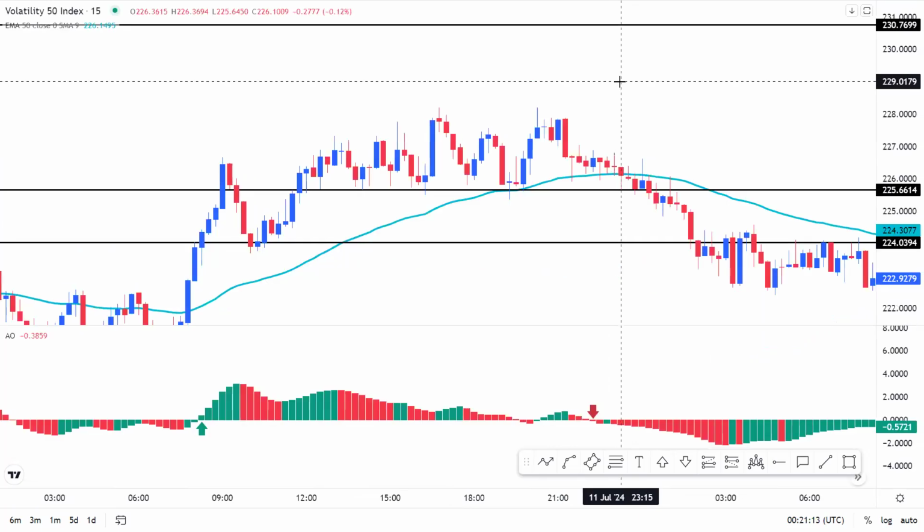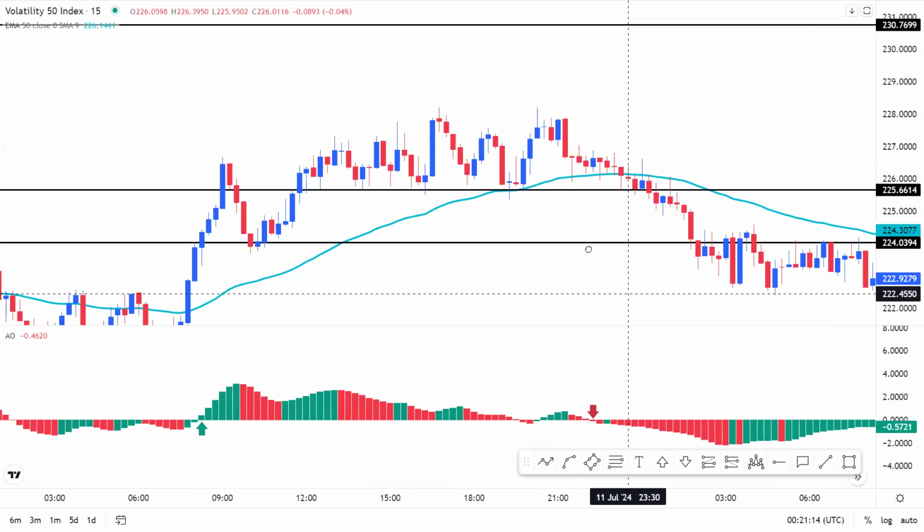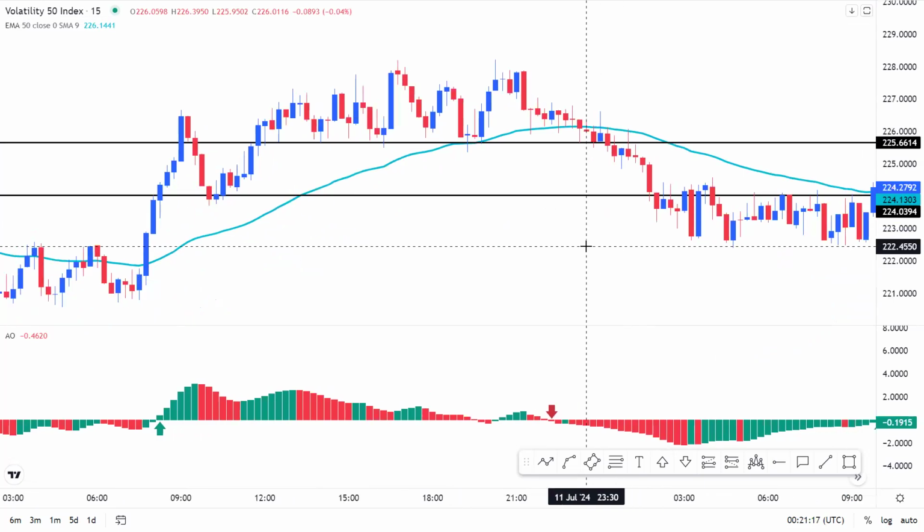So clearly, guys, coming down to the 15 minutes time frame, we've established the fact that if we're looking to buy or sell, the first rule states that if we're looking to buy, we always want to see that the candlesticks are trading above the 50 exponential moving average. If we're looking to sell, we always want to see that the candlesticks are trading below the 50 exponential moving average. That's the first rule.